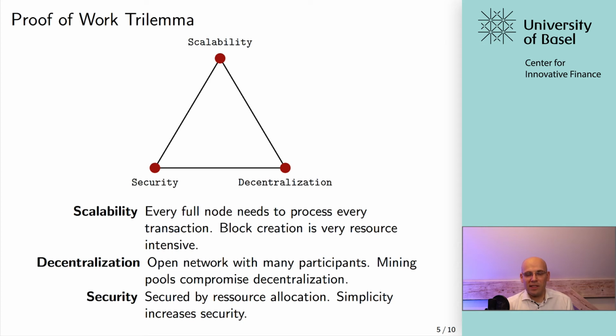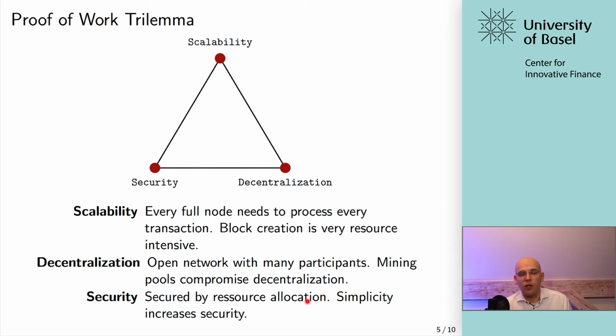So when you're seeing a pie chart where a large proportion of the computational resources is provided by one mining pool, that doesn't mean this is a single entity. It can actually be a lot of different people that are providing resources to the mining pool. And in terms of security, it is secured by the resource allocation.